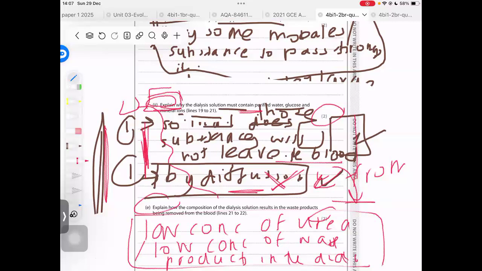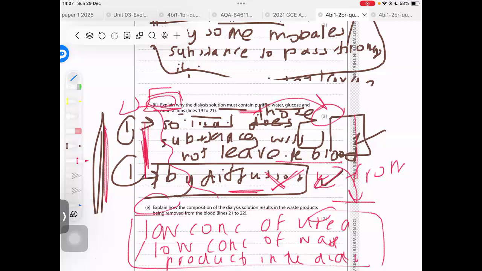Okay. So by diffusion, down a concentration gradient, right? Down a concentration gradient. And also, further, you can write down the importance of why you should not allow the glucose molecules to leave the blood. What is the importance? Because glucose is required for cell respiration. If it moves out, then it's going to be a big disadvantage for us.